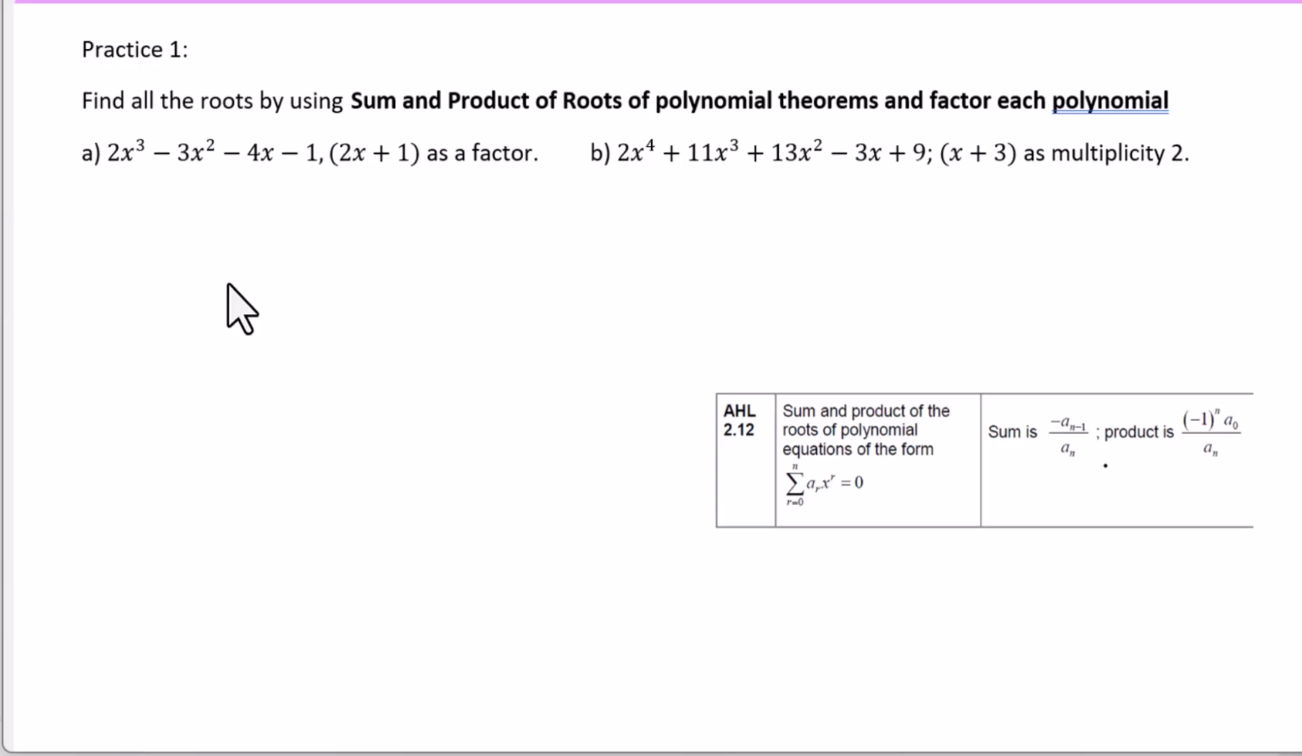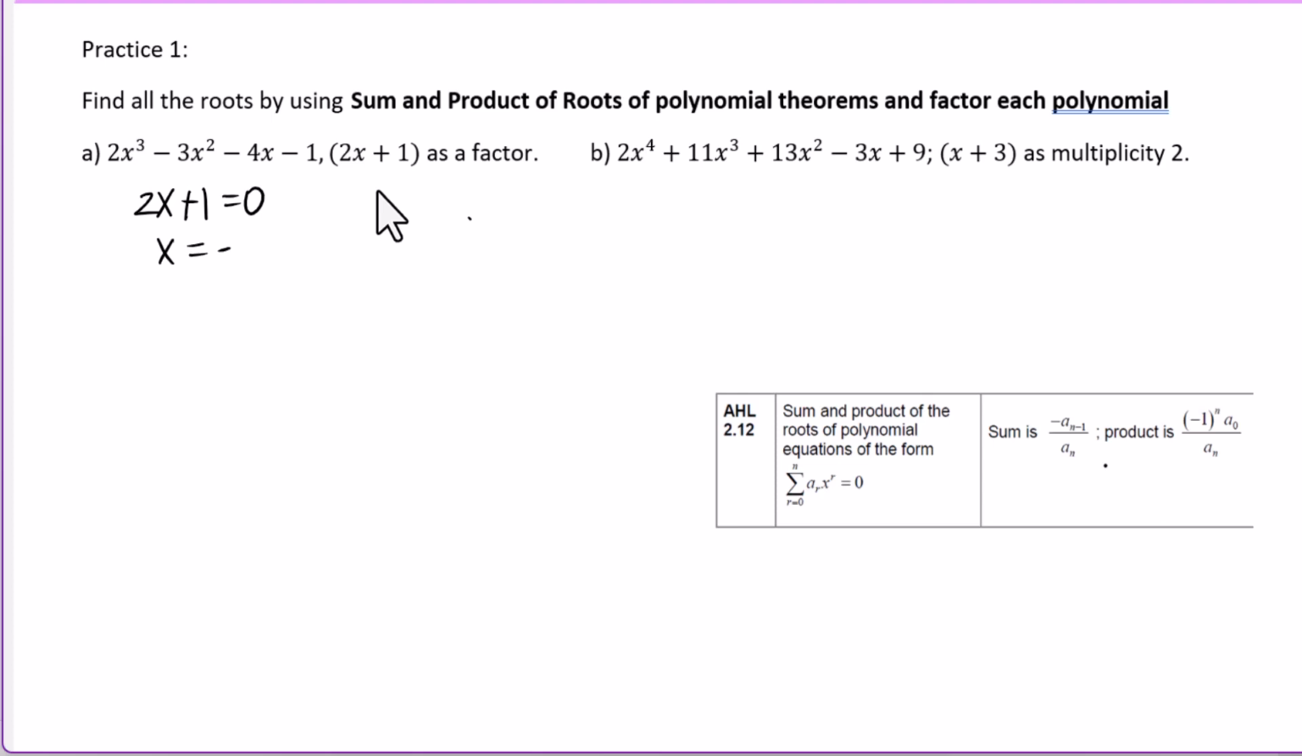Find all the roots by using sum and product of roots of polynomial theorems and factor each polynomial. A. 2x^3 - 3x^2 - 4x - 1. 2x + 1 is a factor. So we set up 2x + 1 = 0.